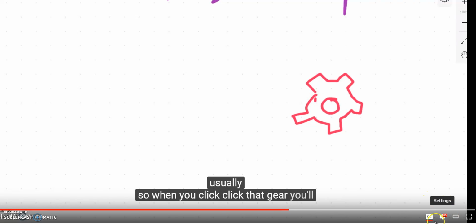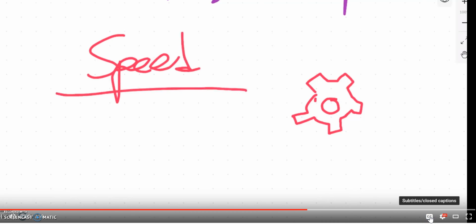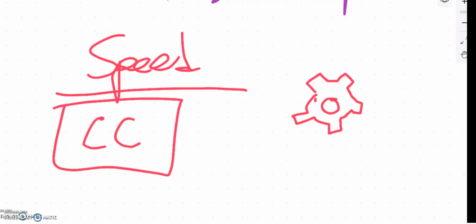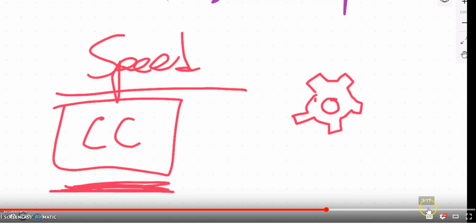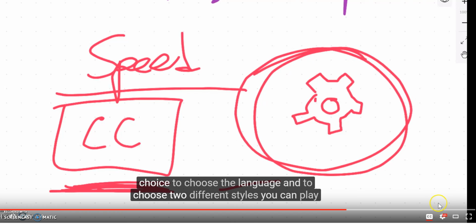So when you click that gear, you'll be able to deal with the speed and the closed captioning, the specifics of closed captioning. So actually, you can just touch on this. When it has a bar underneath it, it means you got closed captioning. But if you go into the gear, you then have a choice to choose the language and to choose 2 different styles. You can play around with it.